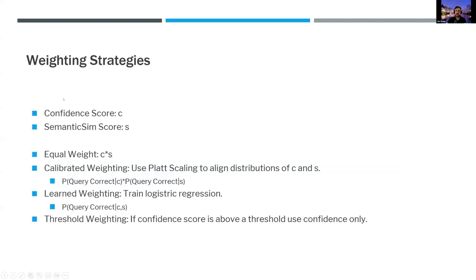So what we have then is two scores: the confidence score from the beam search and the semantic similarity score. Then we can apply different weighting schemes to combine these two scores. One way would be just to multiply them. Another way is to use calibrated weighting. The problem is that these two have different distributions, and so we use some scaling.